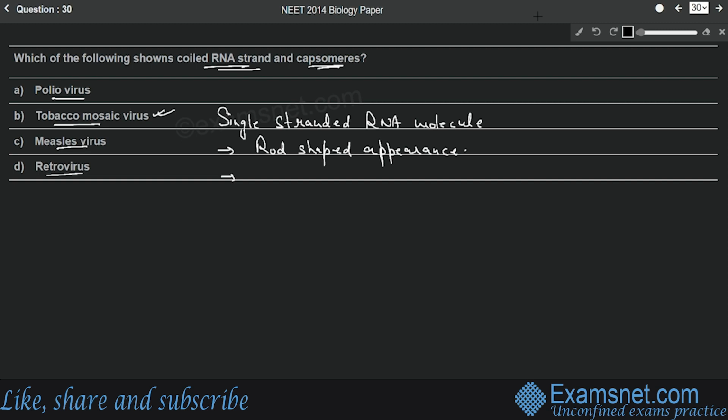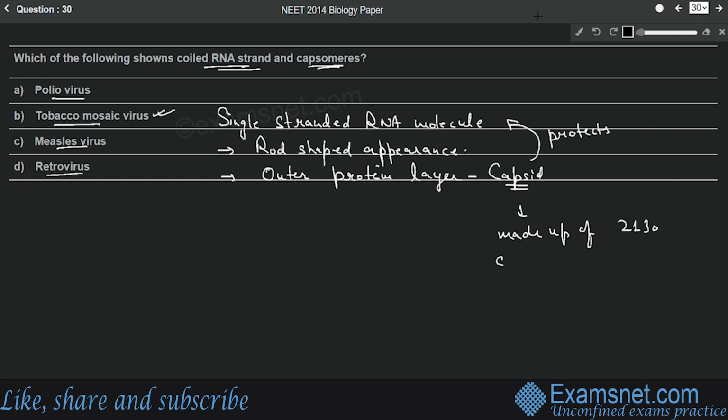The virus, that is tobacco mosaic virus, has an outer covering of protein. Okay, outer protein layer, that is known as capsid, and this capsid protects the nucleic acid, that is the RNA molecule, and the capsid is made up of 2130 capsomeres, right? Therefore the correct answer is option number B, tobacco mosaic virus.